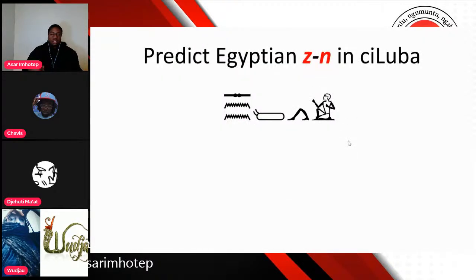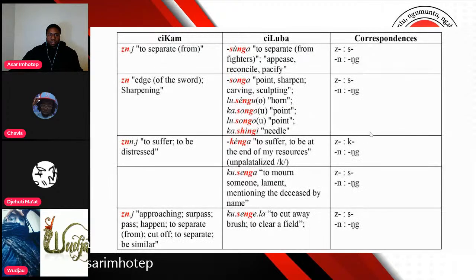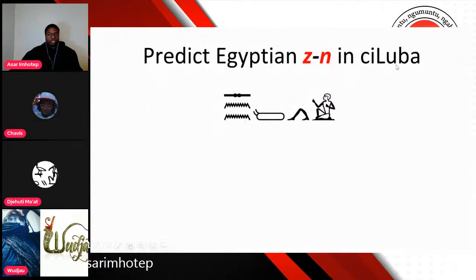So we've already said that where there's a ZN sequence in Egyptian, we expect a SNG, even though this is irregular, or even a KNG. So we would expect that from Chiluba, but notice here this word sin or zin, for which I don't have a definition. So how would we discover what this word means if no definition was provided?